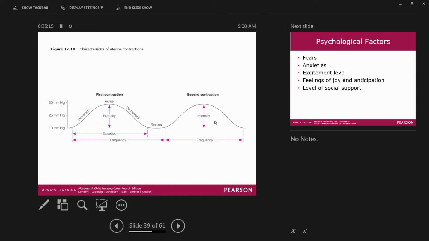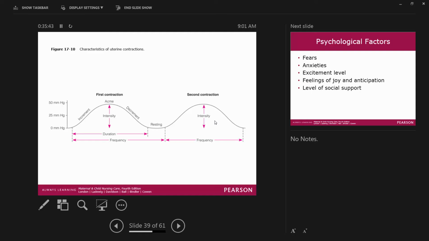So here's our increment of our contraction, here's our acme, and here's our decrement, here's our resting tone, and then here we go again. So when we're counting frequency, we start from the time the contraction starts, and we count our dark red lines to the start of the next contraction, okay? And then you do that, like in a 10-minute period, you count how far all those contractions are apart.